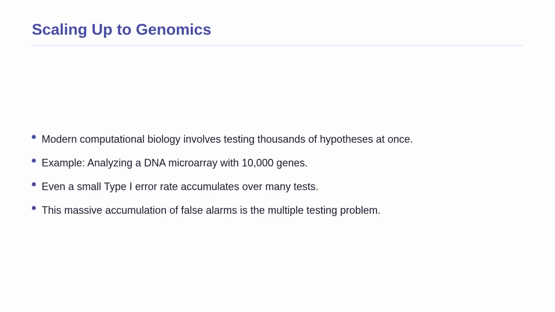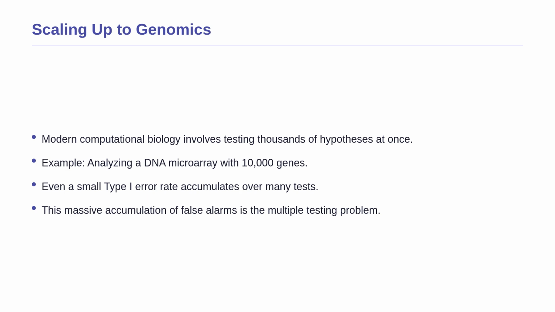We have seen how errors work for a single diagnostic test. But what happens when we scale up? In modern computational biology, we rarely test just one hypothesis. Imagine a biologist analyzing a DNA microarray to see which of 10,000 genes are mutated in a specific cancer cell. We are now testing 10,000 independent null hypotheses simultaneously.